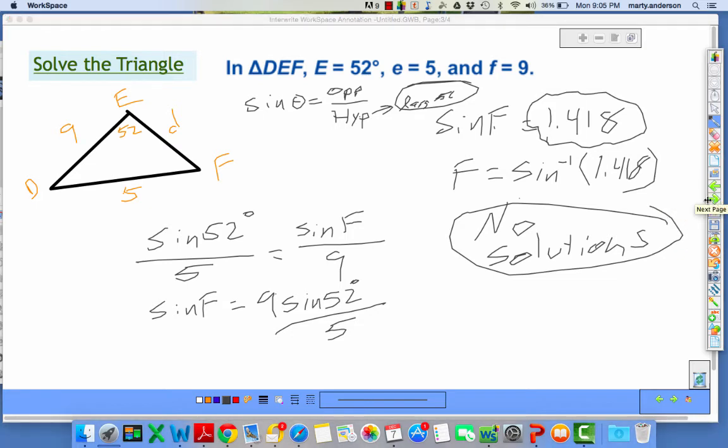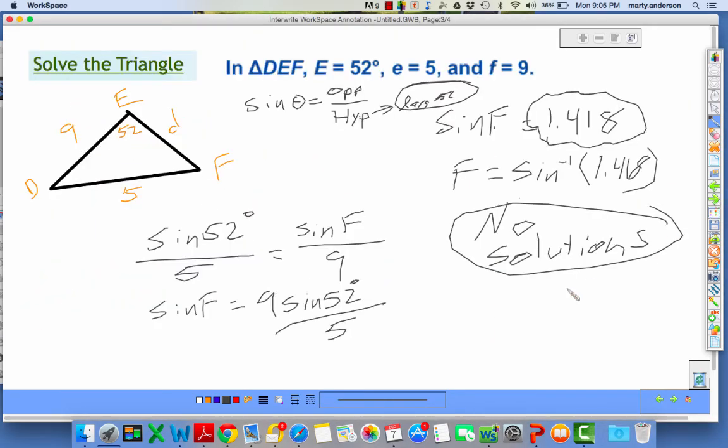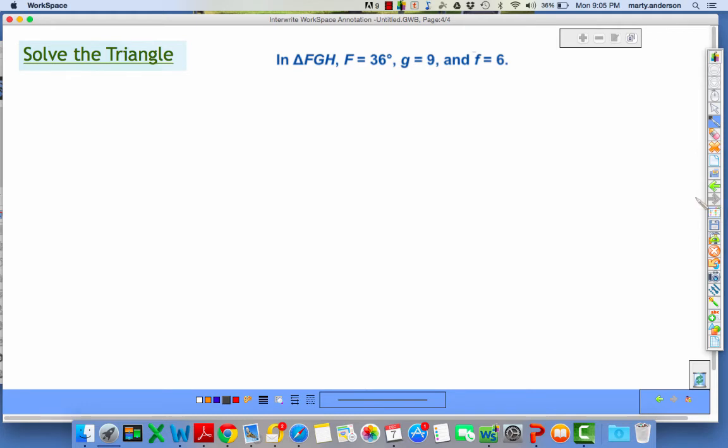So what we worked on yesterday had one solution. So we've seen 2 solutions and a no solution. The no solution will jump out at you, and one solution isn't bad either. Let's take a look at one more 2 solutions so you can see what's happening.